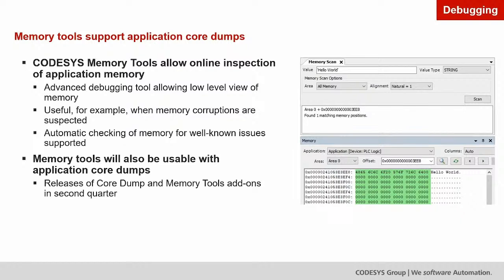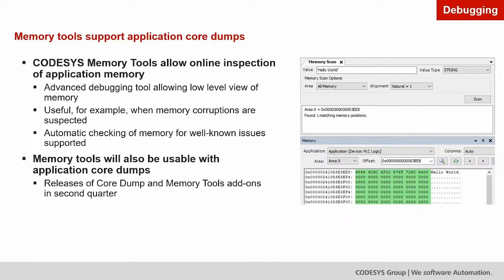The last feature I want to talk about are the memory tools and the core dump in CODESYS. To give you a quick introduction, the memory tools are an advanced debugging tool allowing to take a detailed and low-level view into the memory of the application. So whenever flow control and classical breakpoints are not enough for your analysis, then the memory tools allow a detailed view into the IEC memory and, for example, to see memory corruptions which are not easy to detect otherwise.